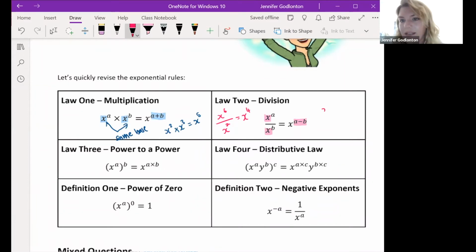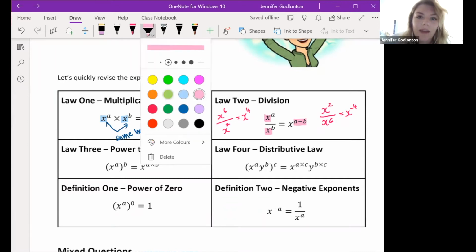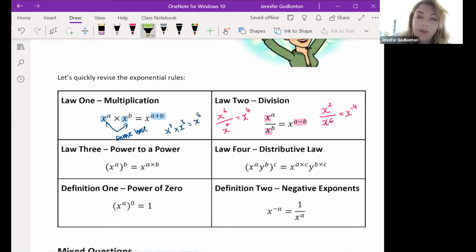Okay, let's write it the other way around. Let's say we had x to the power of 2 over x to the power of 6. We're going to say 2 minus 6, and so we're going to get x to the negative 4. And we wouldn't leave it like that because we don't like leaving exponents in their negative form, but we would deal with it when we talk about negatives. Okay, so that's multiplication and division. Next one, when we have a power to a power.